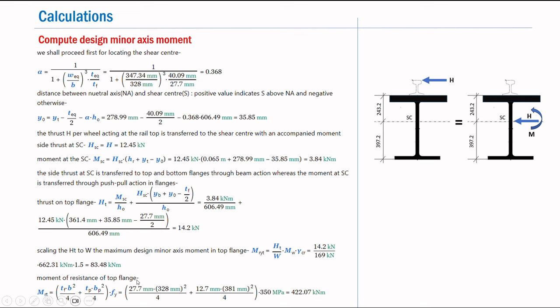So the moment of resistance of the top flange, remember that all the effects due to the lateral thrust will be resisted only from the consideration of the top flange. Accordingly, we will calculate the moment of resistance of the top flange, and that works out to be 422 kN meter.